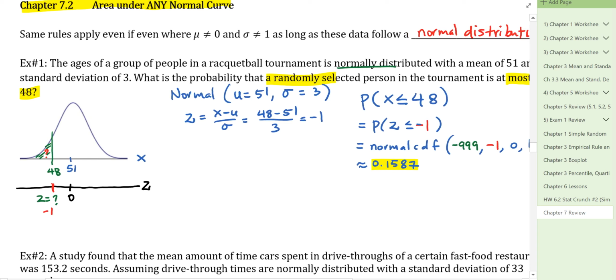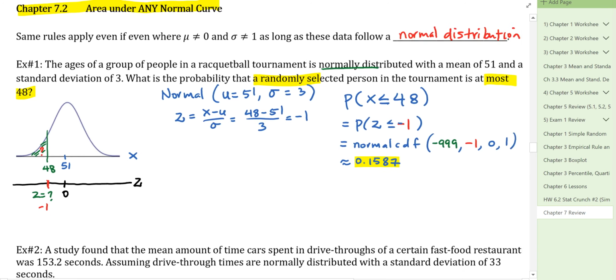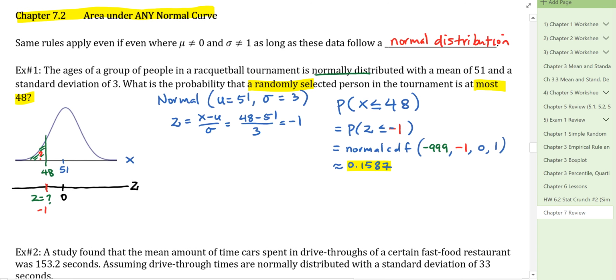Again, notice that this is almost exactly the same as 7.1. The difference is that now I'm not given a standard normal anymore. I don't have mean 0, standard deviation 1. I have a mean of 51 and a standard deviation of 3. Now the sigma here is 3. And then I convert that score into a z. I convert the x to a z, and then I use that to find the probability. That's one method to do it. This is method 1.